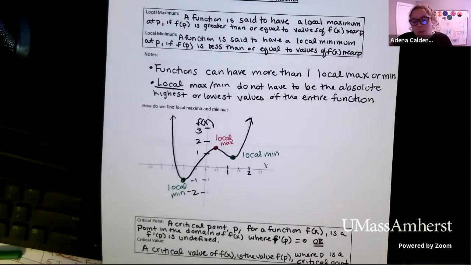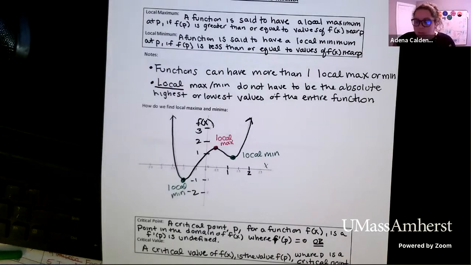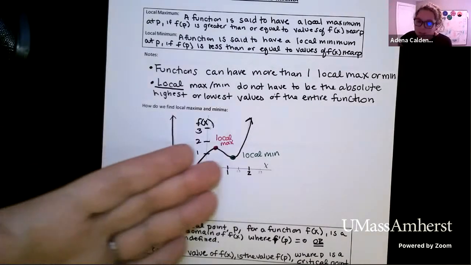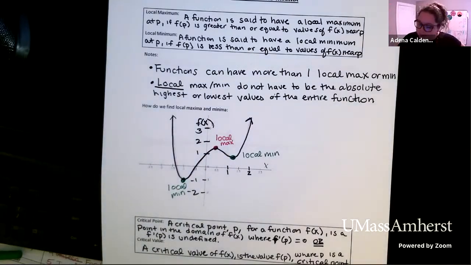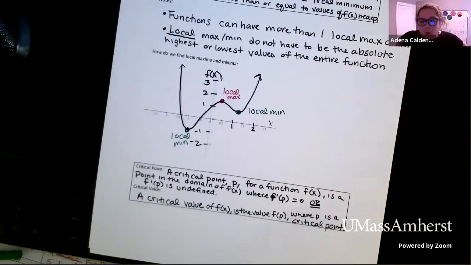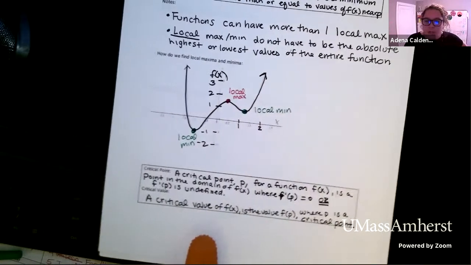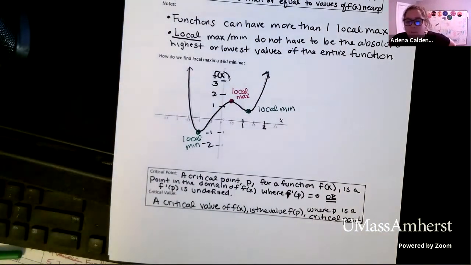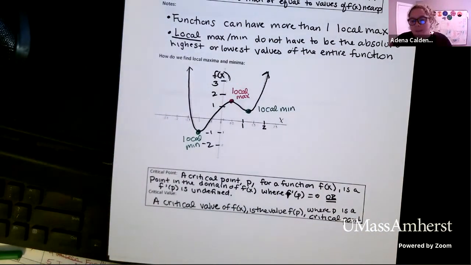Well, it turns out that when we look for where the first derivative equals 0, where the slope of the tangent line is 0, these are going to be really important to us for a variety of reasons, including local maxes and mins. So they have a special name. So this is where our journey of learning about local maxes and local mins will begin.